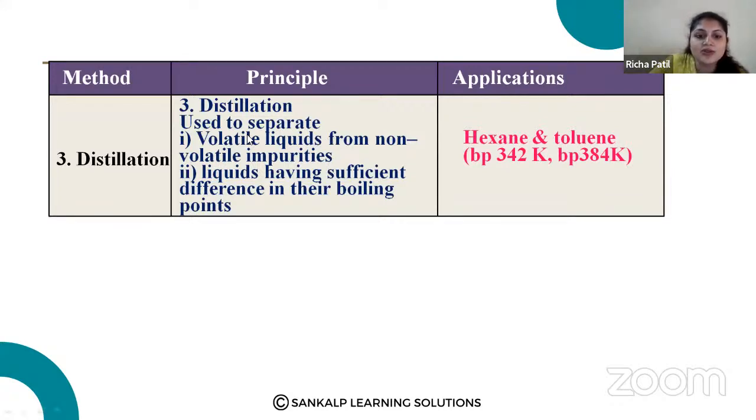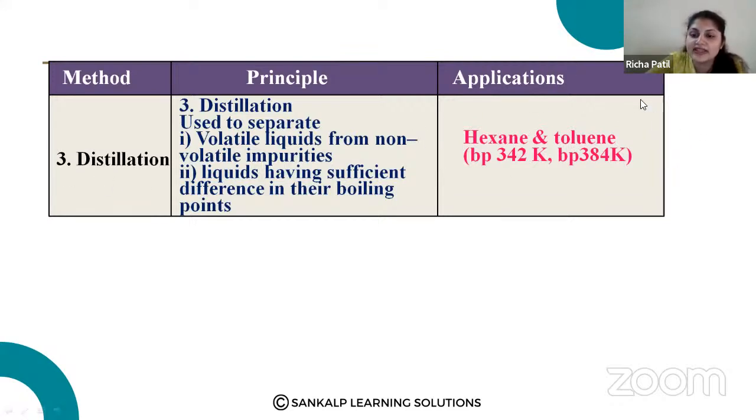Okay, so whenever you want to separate two liquids, where one is volatile and another is non-volatile, you can separate the non-volatile impurities by distillation. Another case is liquids having sufficient difference in their boiling points. If the two liquids you have taken have sufficient difference in their boiling points, then you can use this distillation technique. For application, hexane and toluene.